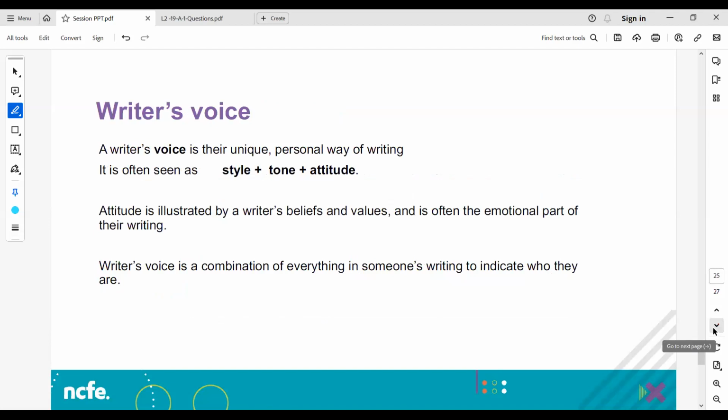So writer's voice is their unique personal way of writing. It's often seen as style plus tone plus attitude. And the attitude will be illustrated by a writer's beliefs and values, and is often the emotional part of their writing. It's a combination of everything in someone's writing to indicate who they are.